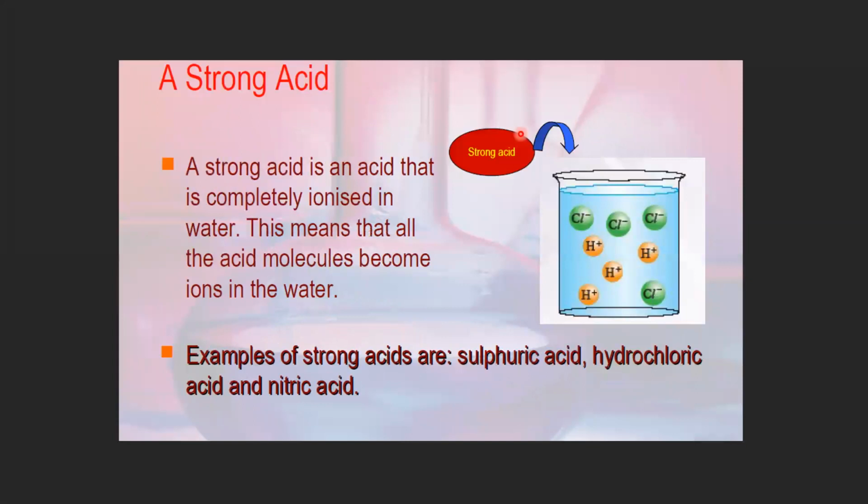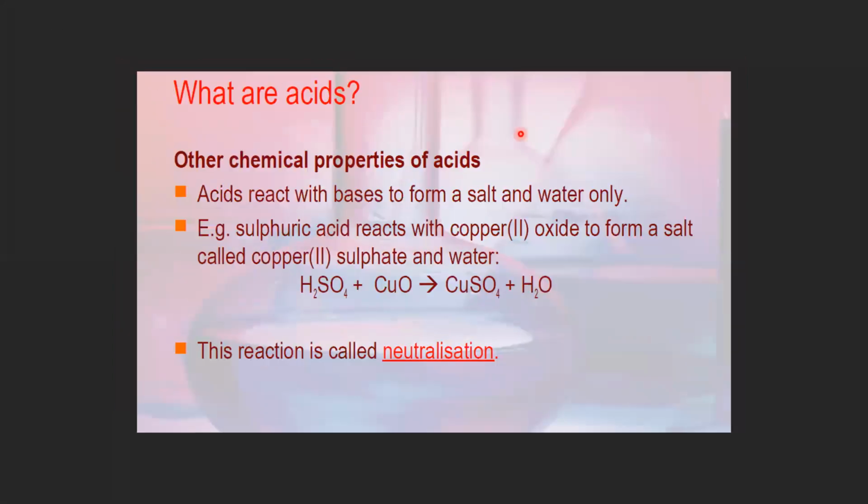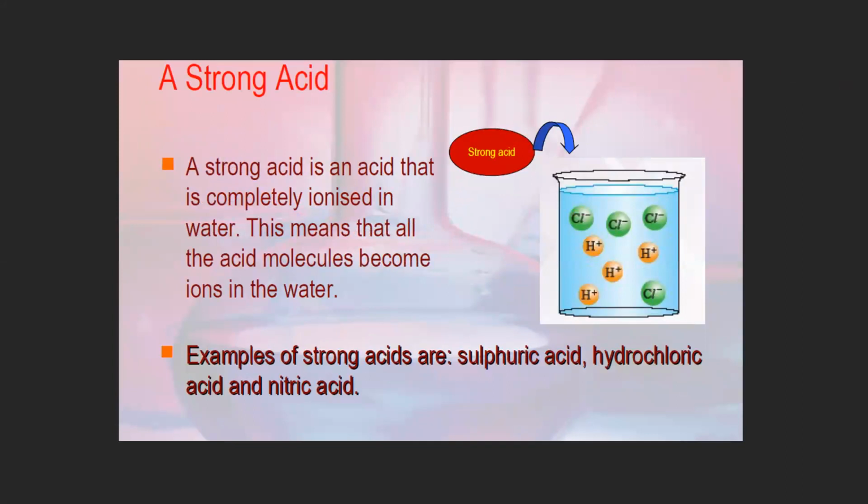So come to the next point: what is a strong acid and a weak acid? And then we come to some common acids. So what is a strong acid? A strong acid is an acid that is completely ionized in water. Completely ionized means if I have a compound and I put it in water, all the hydrogen ions dissociate from the compound, 100% of the hydrogen ions separate. If this is happening, then I'll say that it is a strong acid. Examples of strong acids are sulfuric acid, hydrochloric acid, nitric acid.